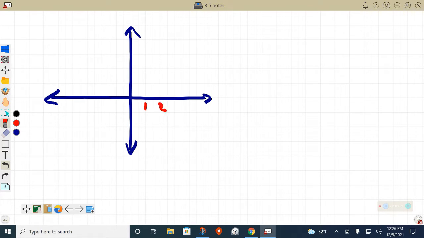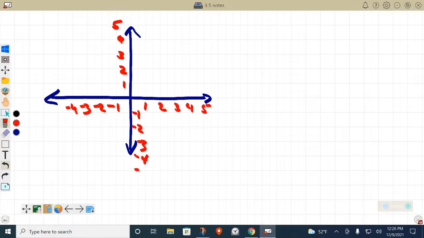So 1, 2, 3, 4, 5. I'm going to put -1, -2, -3. Do it on the lines. Just on top somewhere. 1, 2, 3, 4, 5. -1, -2, -3, -4, -5. Just go up to 5s for now. Give me an x and y axis. Make sure you use the grid lines of the graph paper.